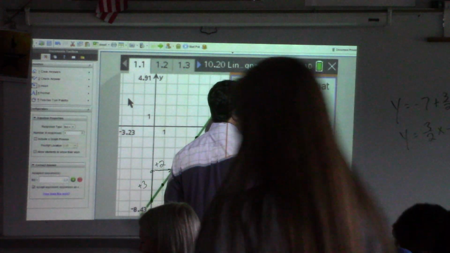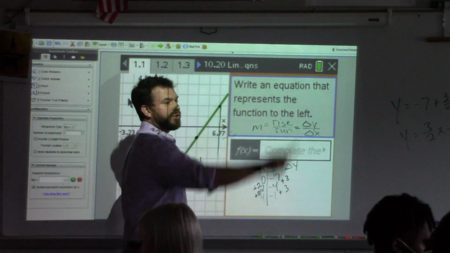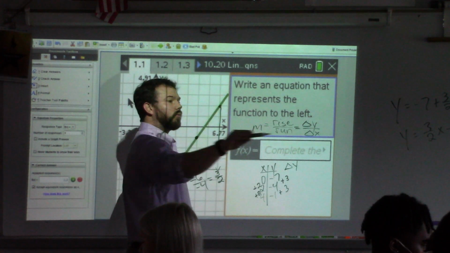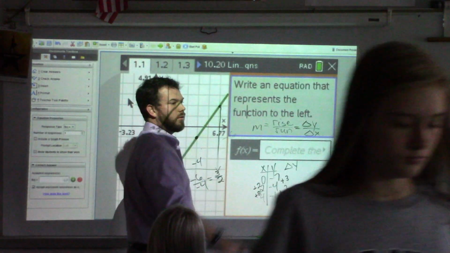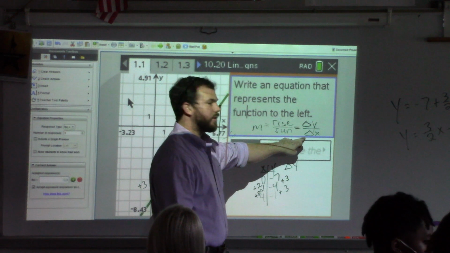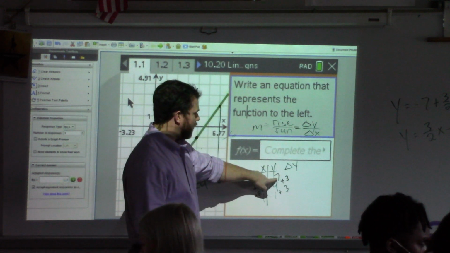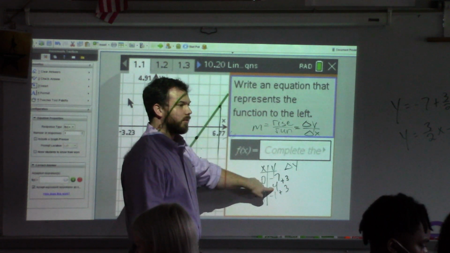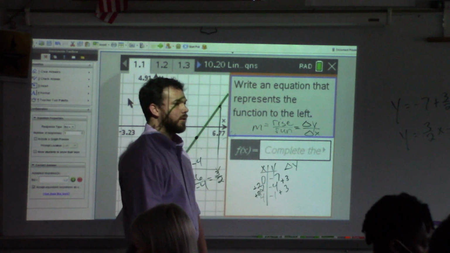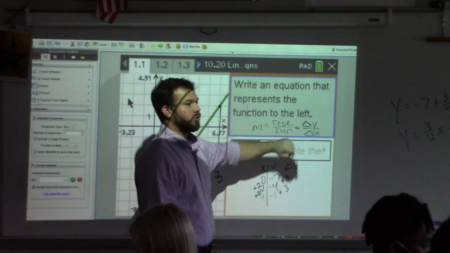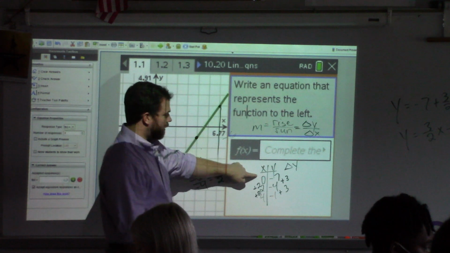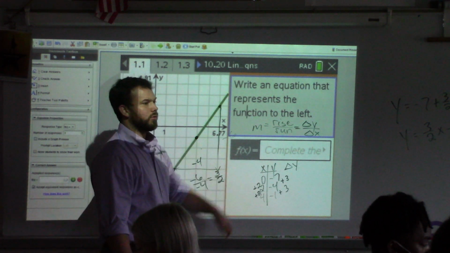But remember, if I'm talking about the rise, that's how much the y is changing by. And if I'm talking about the run, that's how much the x is changing by. So, the change in y divided by the change in x. To go from -7 to -4, I'm adding 3. To go from -4 to -1, I'm adding 3. But that's only my rise, my change in y. I still need to look at the change in x, +2, +2.